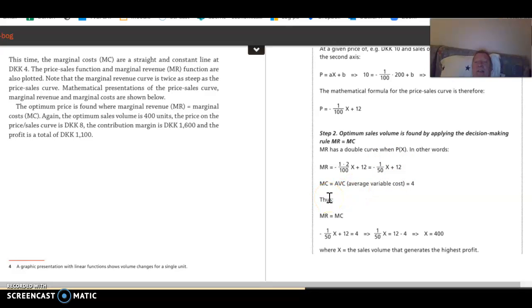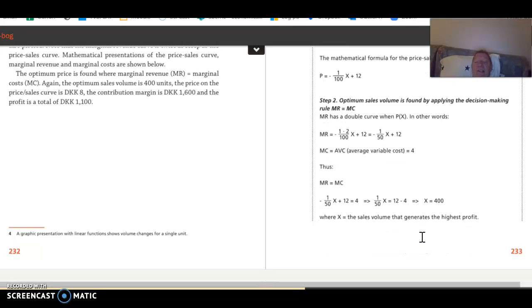And then the marginal revenue curve must equal the marginal cost curve, and there we have the optimum price. And we know that the cost price is 4. The marginal cost is 4. Every extra unit will cost us 4. So therefore, marginal revenue, this formula, equals 4, the marginal cost. And we can solve this and find out that X is 400.